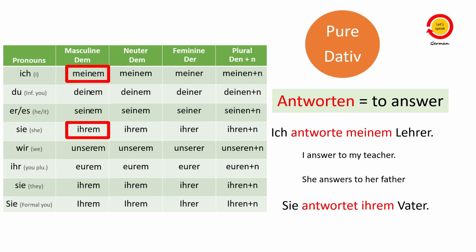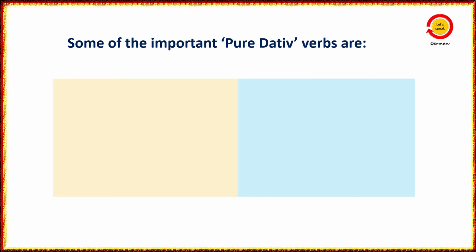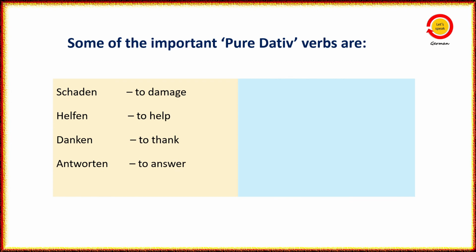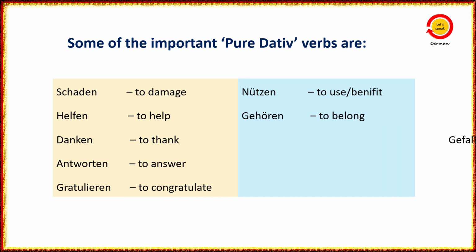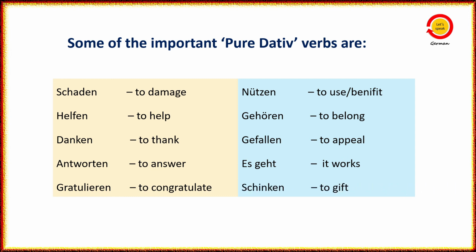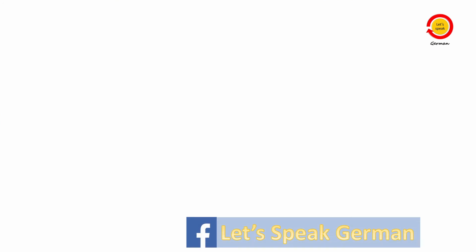Some of the important pure dative verbs are schaden, helfen, danken, antworten, gratulieren, nutzen, gehören, gefallen, es geht, schenken.